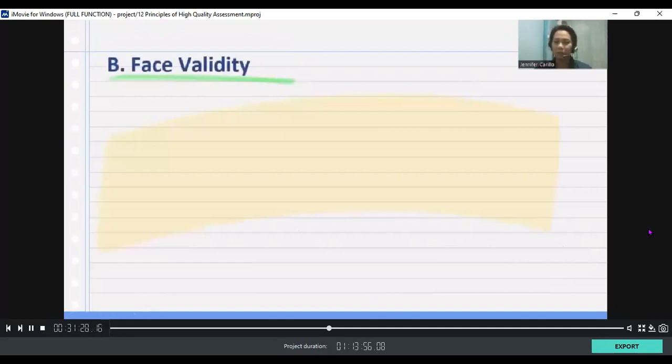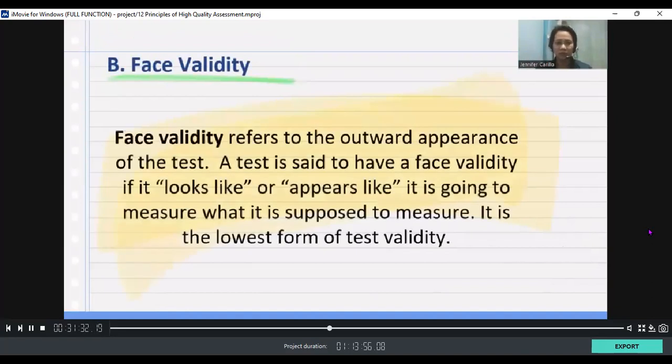Another type of validity is face validity. Face validity refers to the outward appearance of the test. Iyang hitsura. The test is said to have face validity if it looks like or appears like it is going to measure what it is supposed to measure.